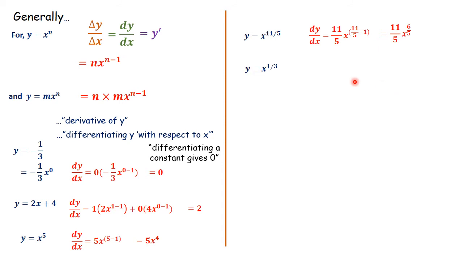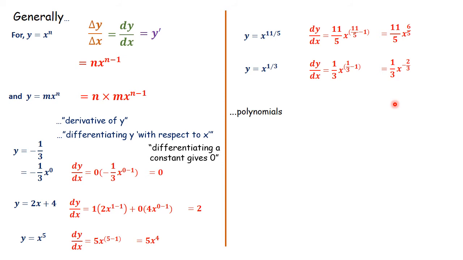Another question, we have y equals x raised to power a third, so it'll be 1 over 3 x raised to power 1 over 3 minus 1. Therefore, we'd have a third x raised to power negative 2 over 3, and that's that. Please slow the video so that you can always follow the things that I'm mentioning there.